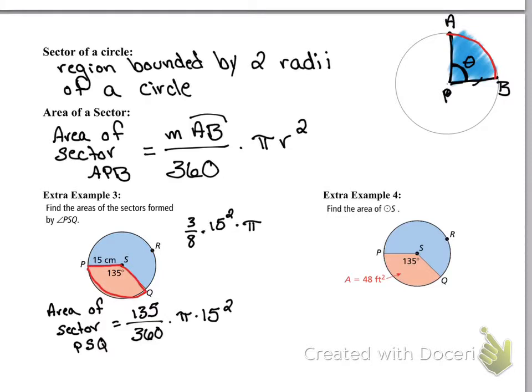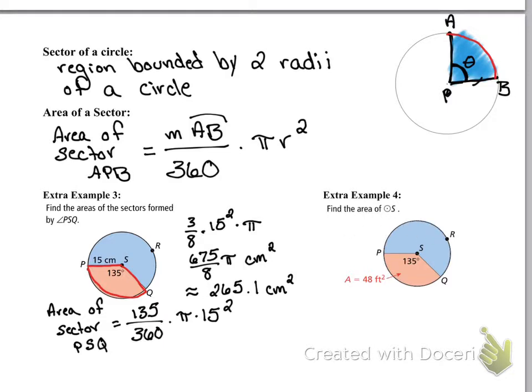So 3/8 times 15 squared gets me 675 over 8 pi. And that's area, so that would be in square centimeters. Or approximately, take that times pi, is 265.1 square centimeters. Okay. Now let's go ahead and look at extra example 4 over here.